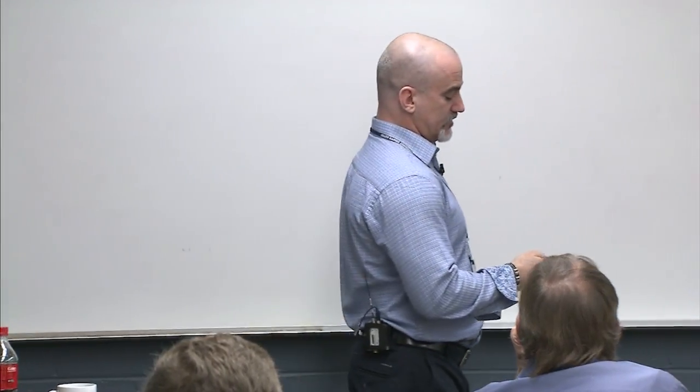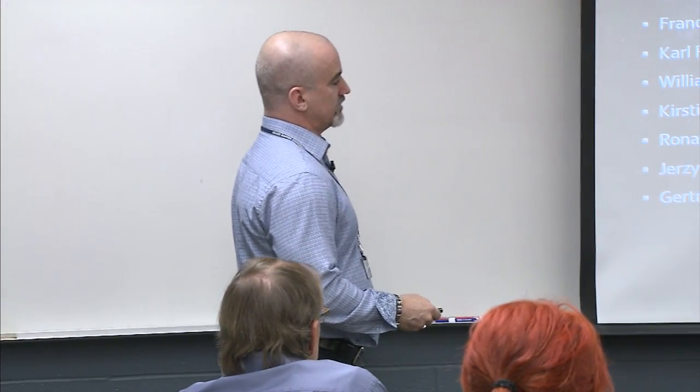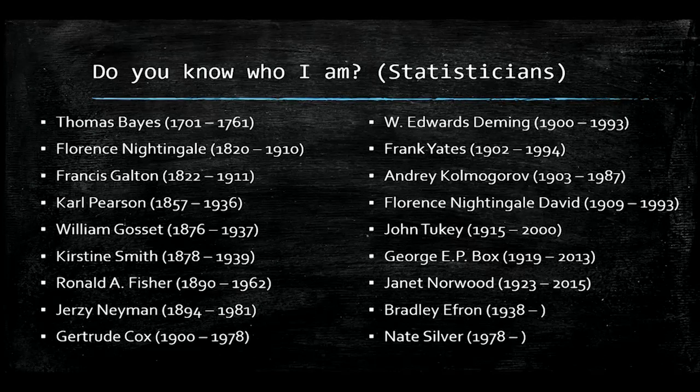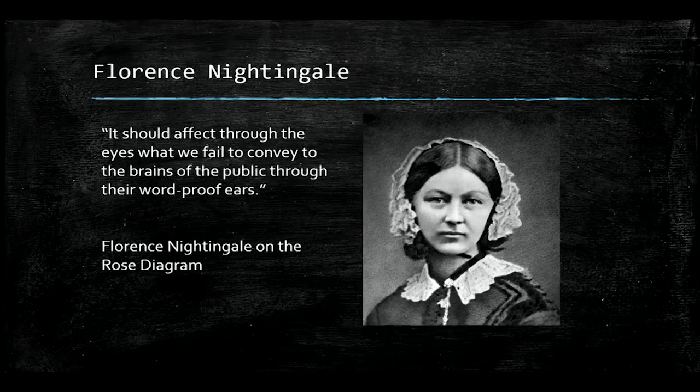Actually, I should mention too that if you look at the website for Nate Silver, 538, Time Magazine named him one of the 2009 top 100 most influential people. So, all right, let's take a look at a couple of these people, so that when you leave here, you'll know two statisticians fairly well. Florence Nightingale is the first one we'll look at.